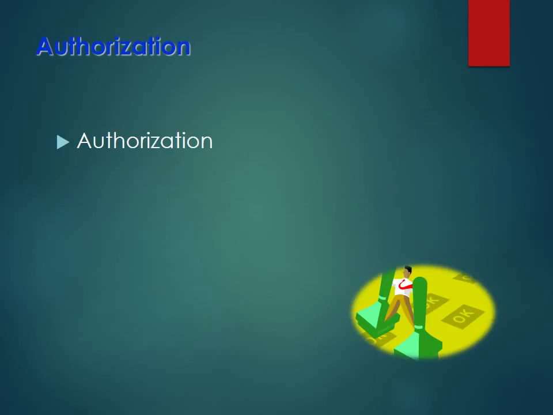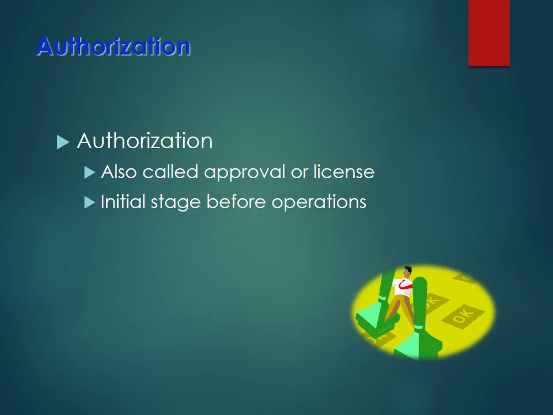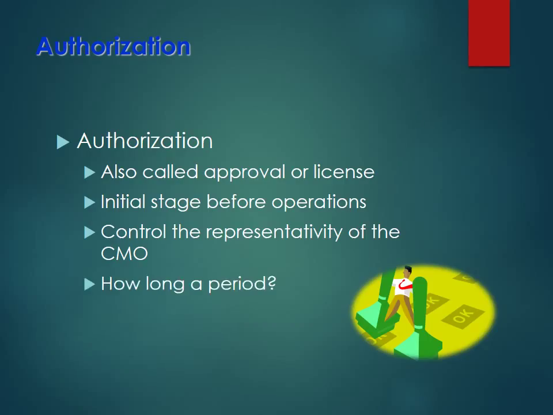An authorization can also be called an approval or a license in your national legislation. It is given at the initial stage before the operations of a CMO can begin. The most important task for the relevant authority is to examine if the applying CMO is sufficiently representative. Secondly, for how many years should the authorization be valid? The answer to the latter question is found in the legislation of the country, the usual period being from 3 to 5 years.